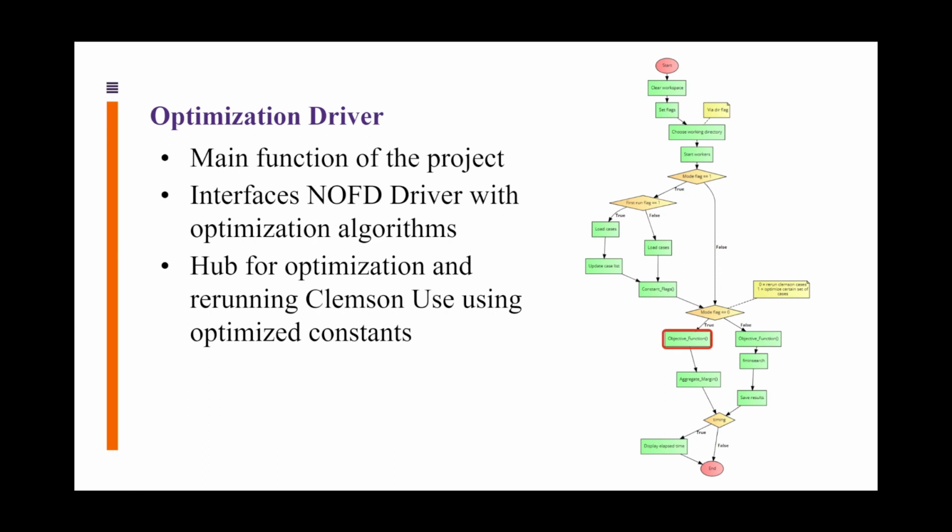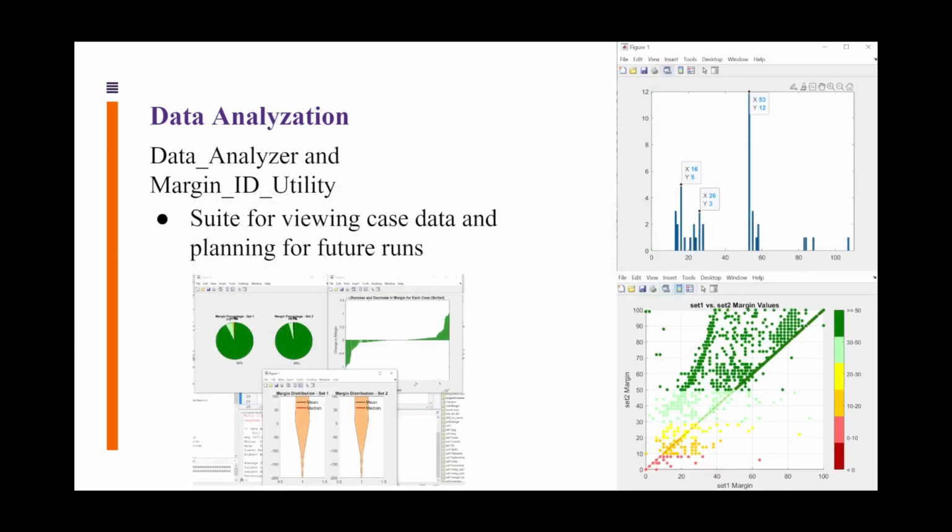And so, as we mentioned, we needed a data analysis suite in our design, and you can see some of the plots that we came up with to help evaluate our results. In the top right, you can see a plot that shows the margin IDs for a given set of cases. In this example, you can see the margin IDs of 16, 26, and 53 look like the three IDs that have the most cases. And in this case set, we would be targeting those.